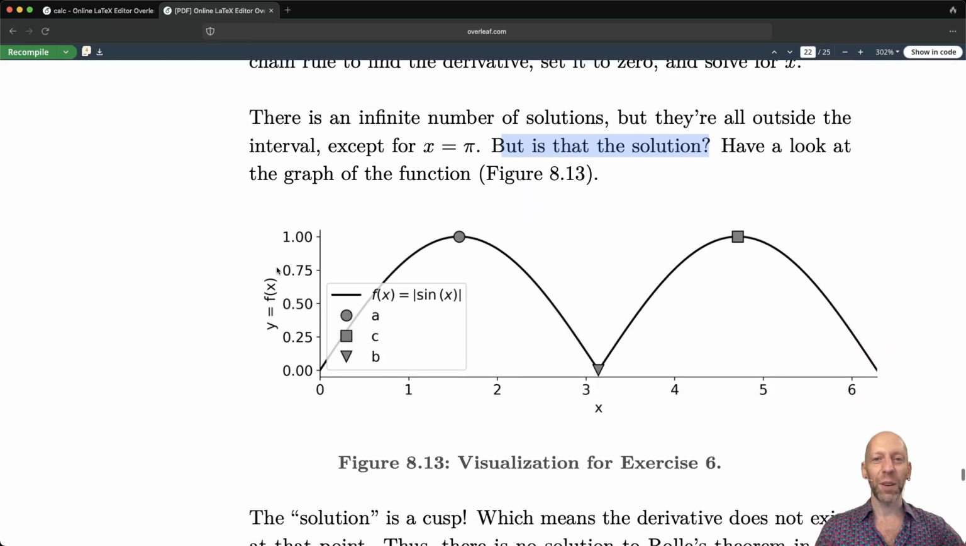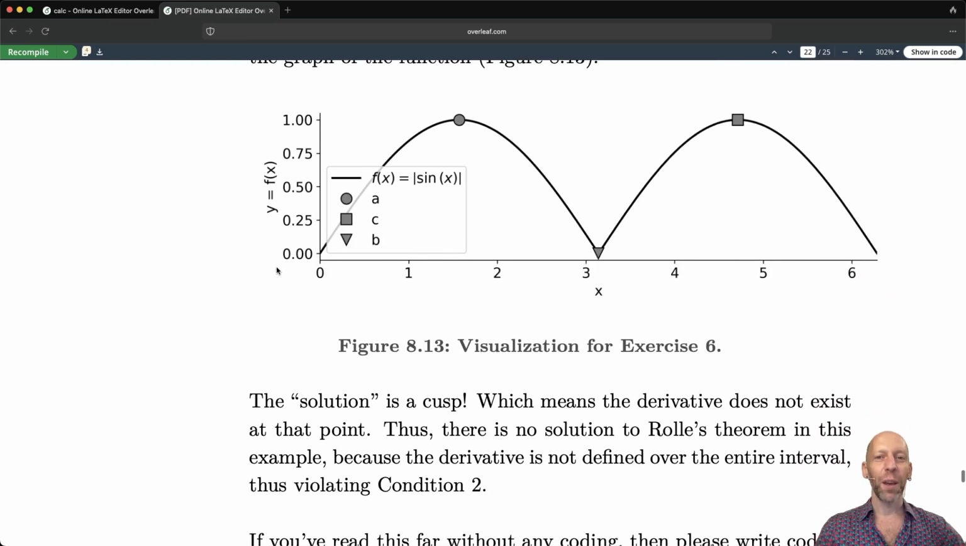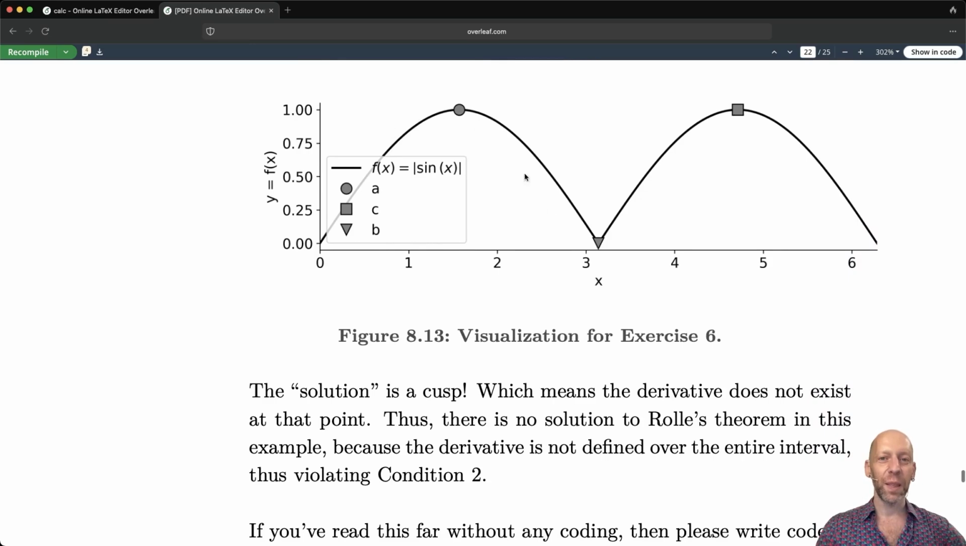Let's see what the graph of this function looks like. Okay, so here you see the function is the absolute value of sine. Here you see A and C, and visually it certainly appears that these two values are equal to each other. So far, so good. The problem comes from looking carefully at the solution to Rolle's theorem.